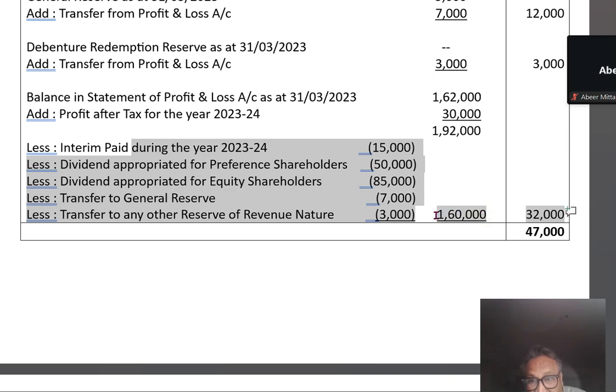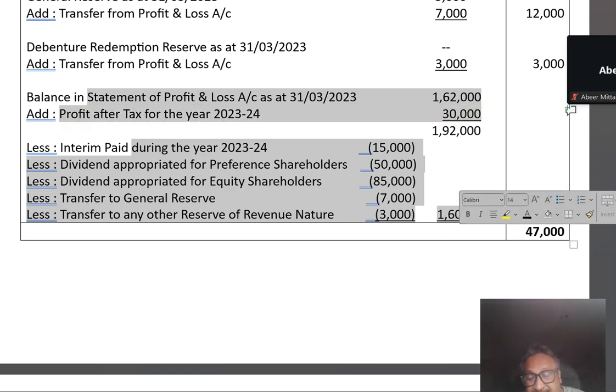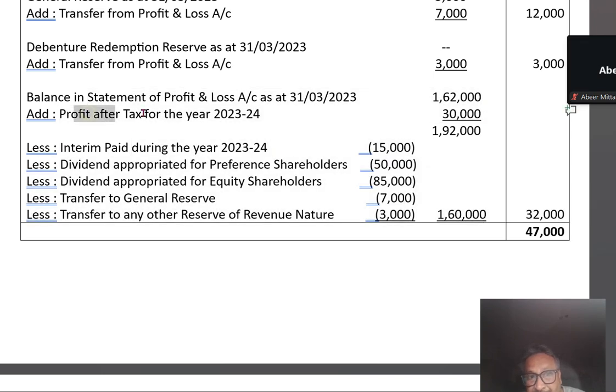That is, you will add 160. So 32 plus 160 will become 192. From 192, you will subtract the opening balance in the statement of P&L, that is 162. So 192 minus 162 will give you the amount of profit after tax. Once you find the amount of profit after tax, to this amount you will add tax paid during the year.